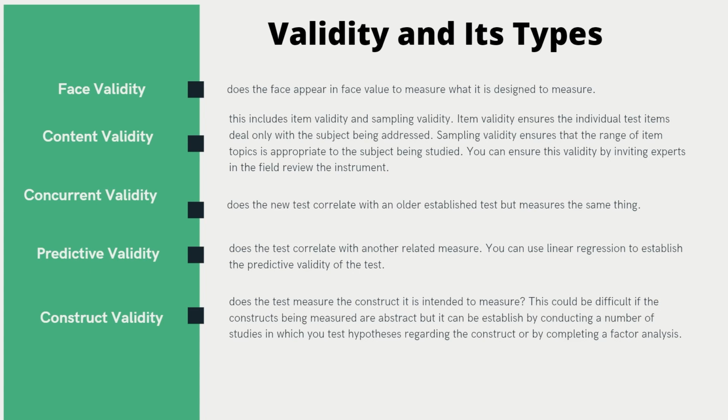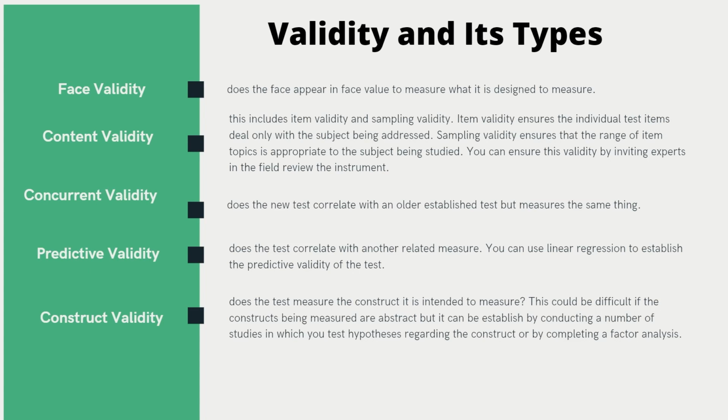So another very important form of validity for your instrument is content validity. Under content validity, this includes item validity and sampling validity. So these are two items that we need to take note of under content validity. Item validity ensures that the individual test items deal only with the subject being addressed. So if you want to measure something, is it really just about the thing that you're measuring? It should be only about that. So that is item validity, right?